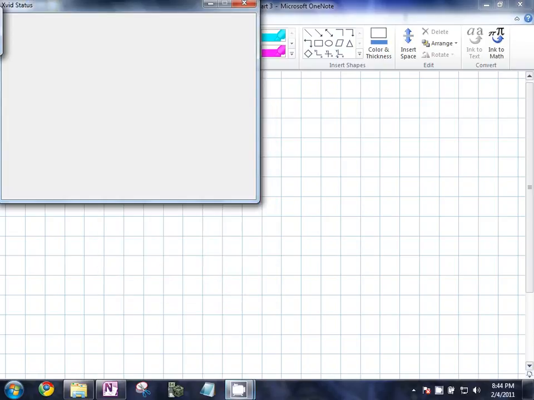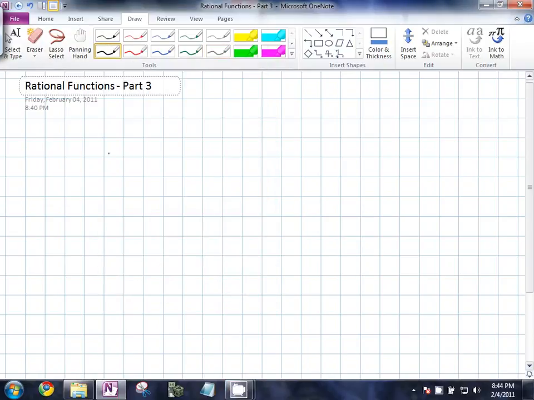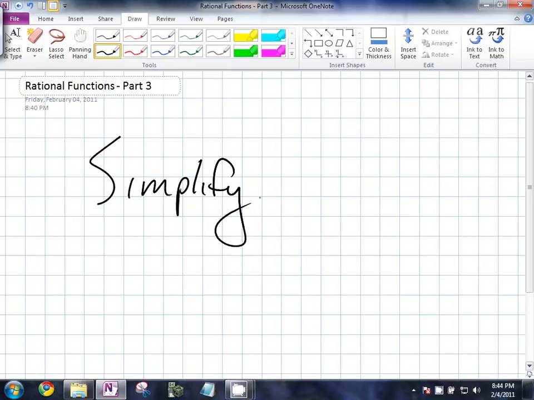So in class today, we learned that the key to being able to analyze a rational function is to be able to simplify rational functions. And the key to simplifying is being able to factor. We are now working on factoring polynomials that look like this, a cubic polynomial.